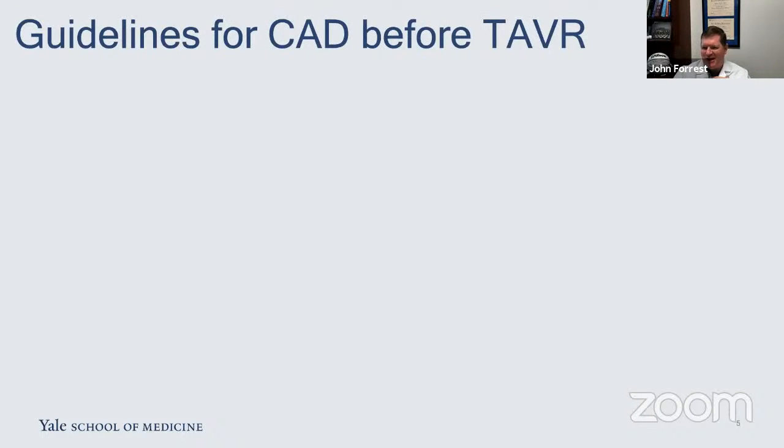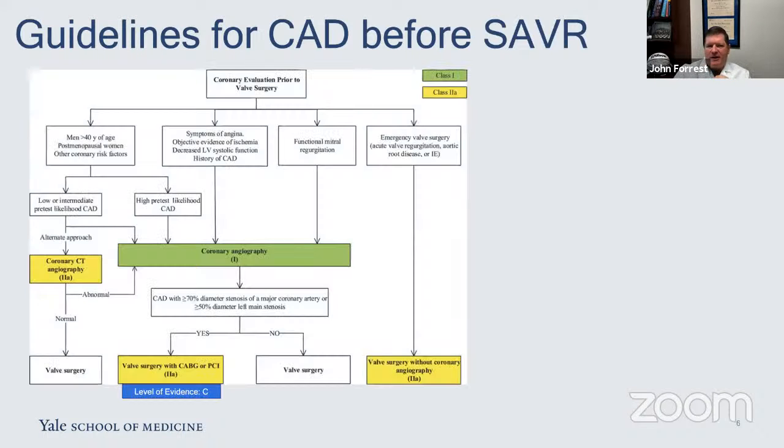So that's what you have to help you out when we're talking about coronary disease before TAVR as it relates to guidelines that are out there. That being said, we have some evidence, and we also do have some guidelines, not for TAVR, but actually for surgical aortic valve replacement. And I think it's helpful to understand what are the guidelines for coronary disease before surgical aortic valve replacement, and also, what's the evidence behind it.